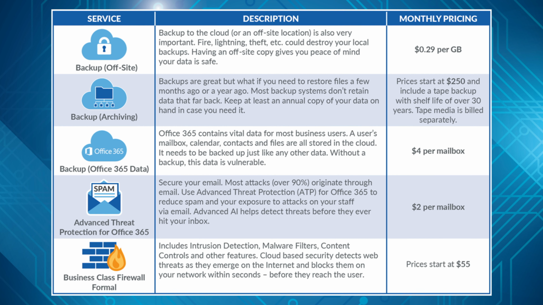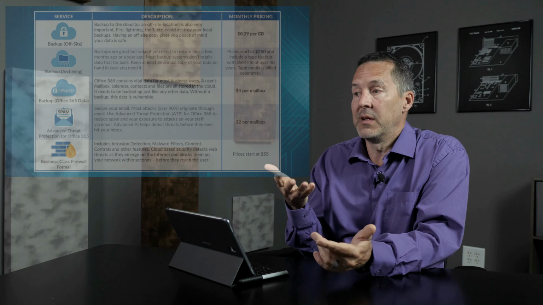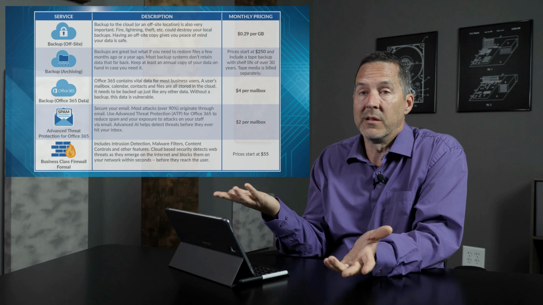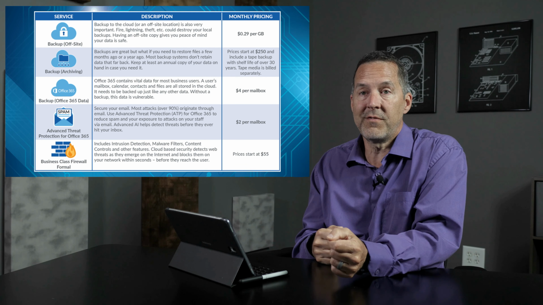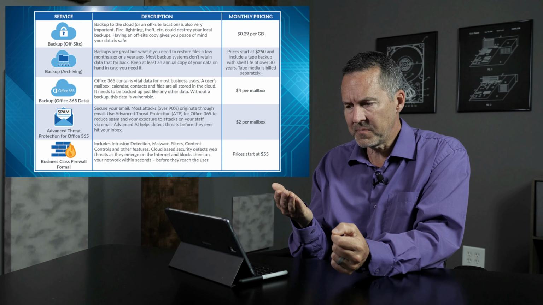Things like offsite backup. If you're not doing offsite right now, it's just 29 cents a gig to send that data offsite. If you have 100 gigs of data, then that's $29 a month. That's pretty cheap insurance against fire, lightning, etc.